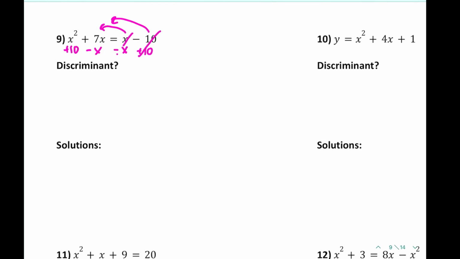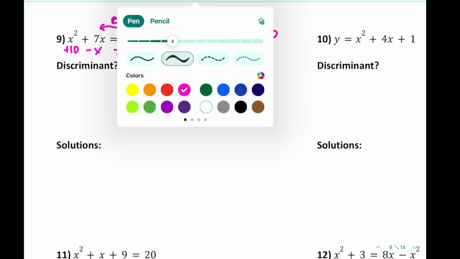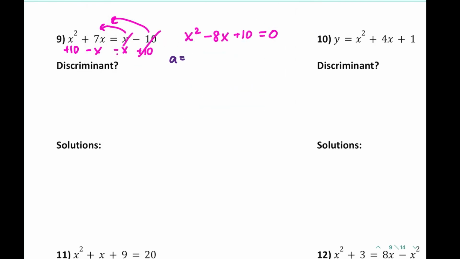So I'm gonna end up with x squared. Sorry, now my pen's giving out. X squared. And then we do need to combine our like terms. So I have negative 7x, but I'm subtracting another x, so minus 8x. And then I added 10 to this side, so plus 10 equals 0. That's a little tricky. Then we go through and find a equals, b equals, and c equals. A equals 1, b equals negative 8, c equals 10.